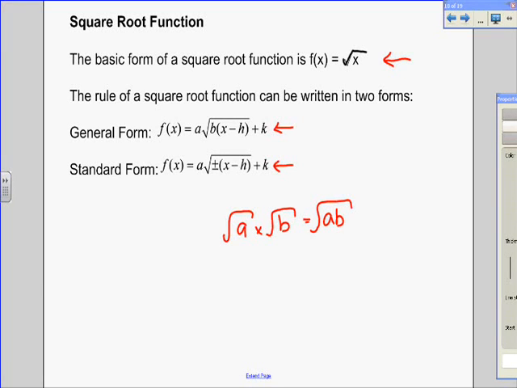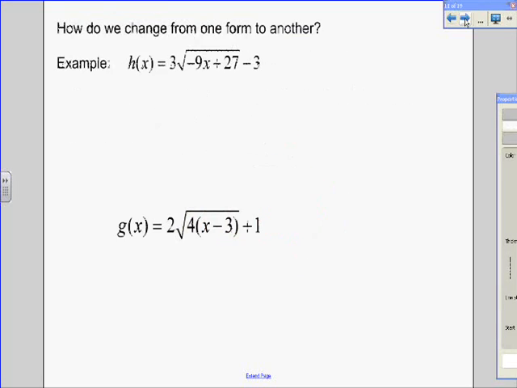And this property works in this direction, but it also works in this direction. So if I have the root of a times b, I can also work backwards and separate it into two separate square roots, because it's possible that maybe the root of a or the root of b will give me a whole number rather than a decimal. So this is actually a lot easier to see if we take a minute to do a little bit of practice. So how do we change from one form to another?